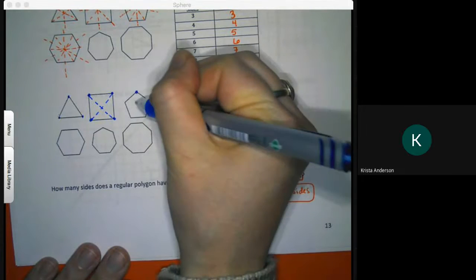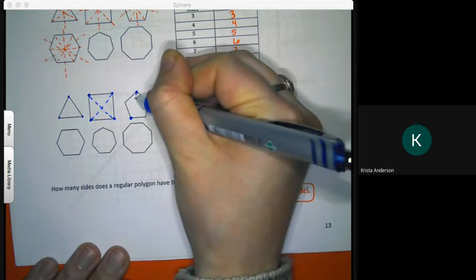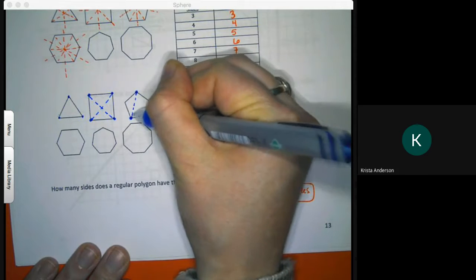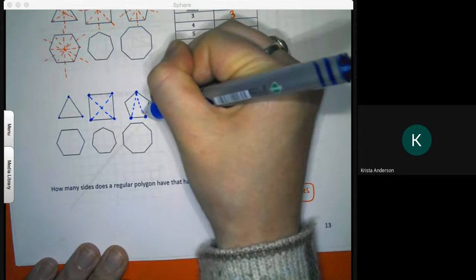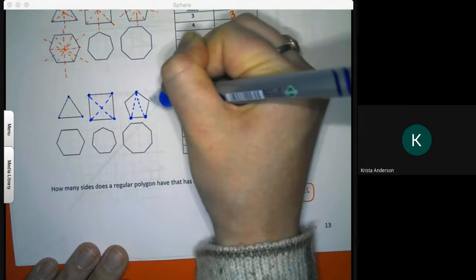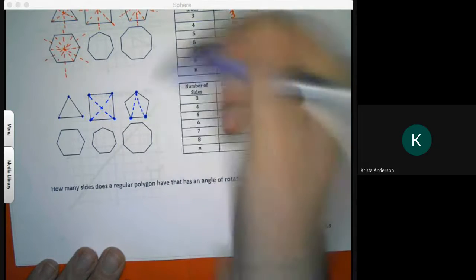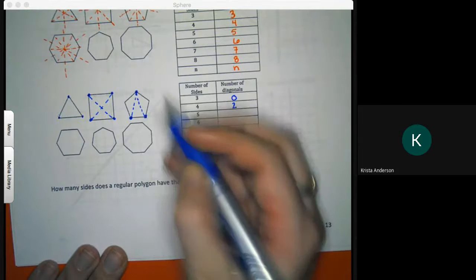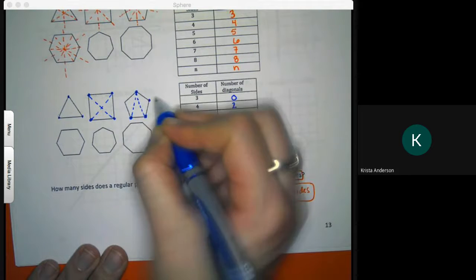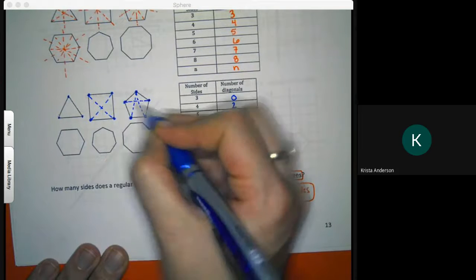From this corner, I can't go to that one, but I could go to here. That would be a diagonal. And this would be a diagonal, but I could not go to that point because it would just draw the line. So this point has 2. Then I would go here. 3, 4.